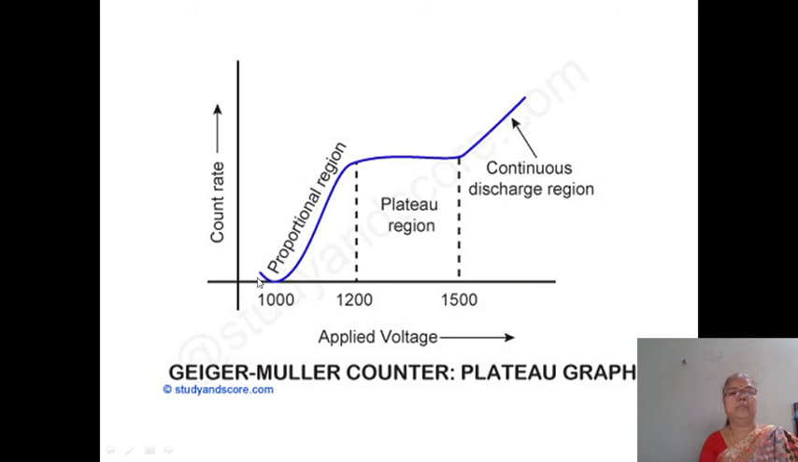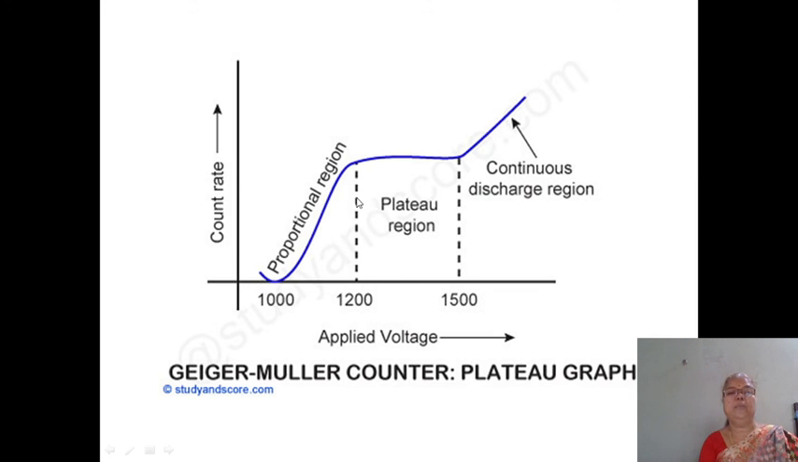Suppose this is the count rate on the y-axis and here is the voltage on the x-axis, then the nature of the graph is like this. This region is called the proportional region. In this region the counts per minute are constant. This region is called the plateau region, and again the CPM rate increases. This region is called the continuous discharge region.